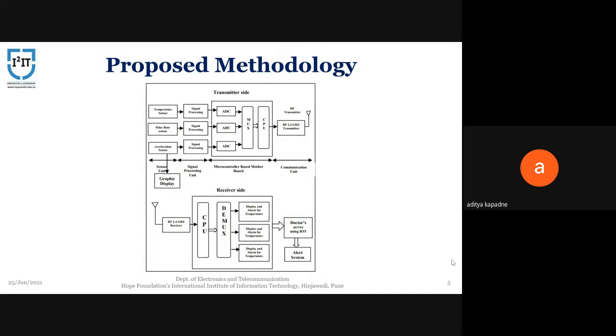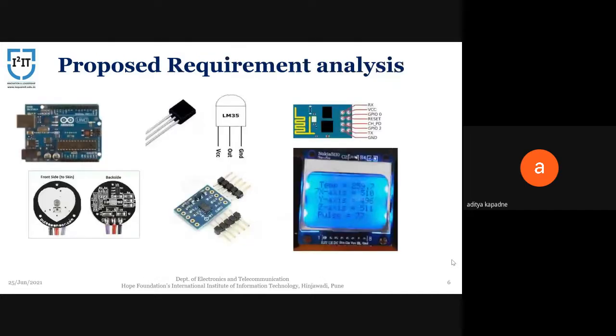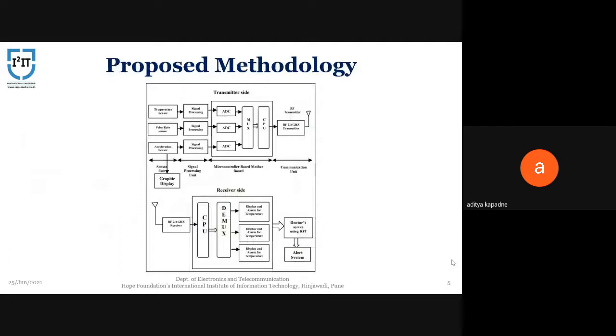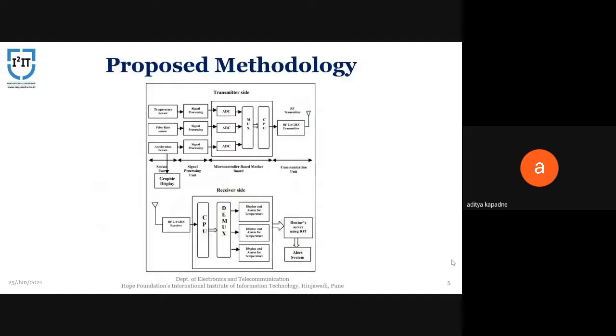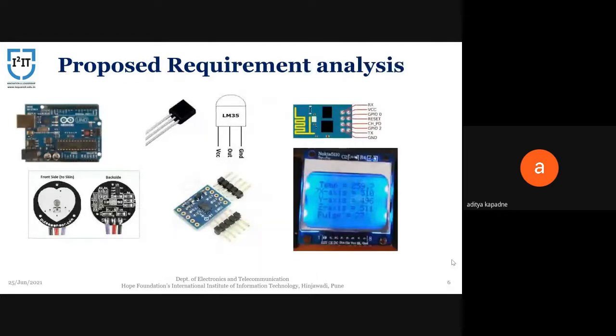We even have a graphical display over here. There is a graphical display which actually helps in determining what changes are taking place in real time. These are the proposed requirement analysis, wherein they have used an Arduino Uno R3. Basically, this has an Atmega 328P microcontroller.